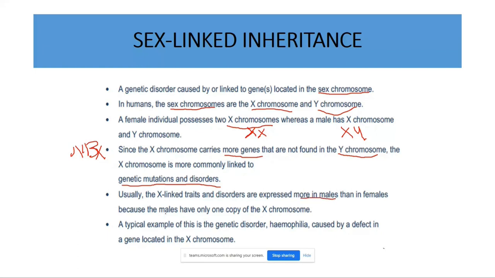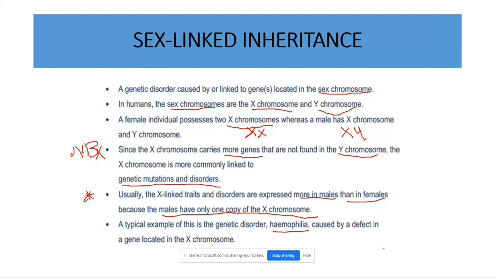Why is it more in males? Why do I get sex-linked disorders more in males? This is also a very common question in the exam. Why is it more common in males than in females? Why? And here's your answer. Males have only one copy of the X chromosome. So if that disorder is linked to the X chromosomes, males will have it. A typical example of a genetic disorder is hemophilia, okay, which we know where the blood does not clot, and color blindness. Those are the two genetic disorders that you must know.